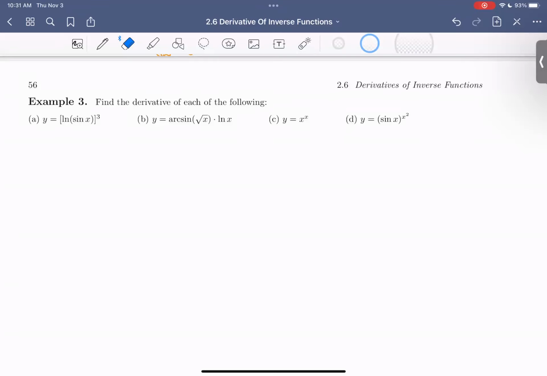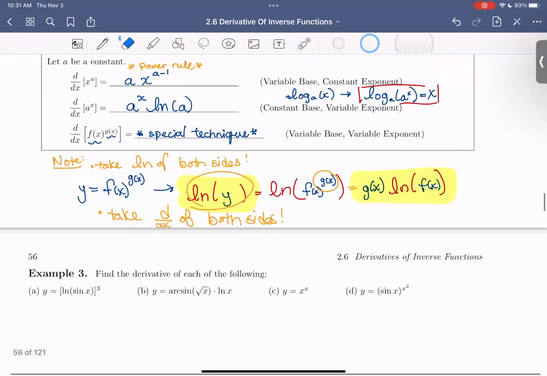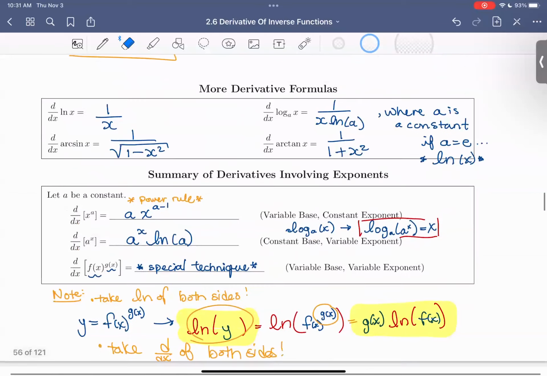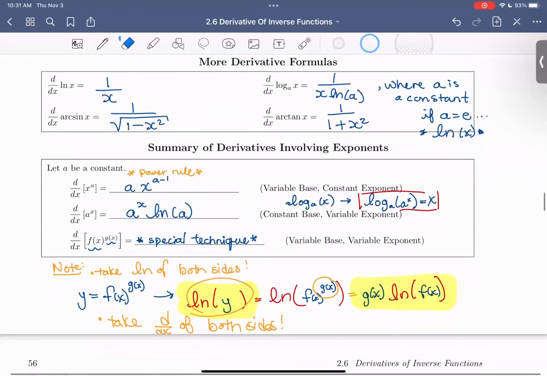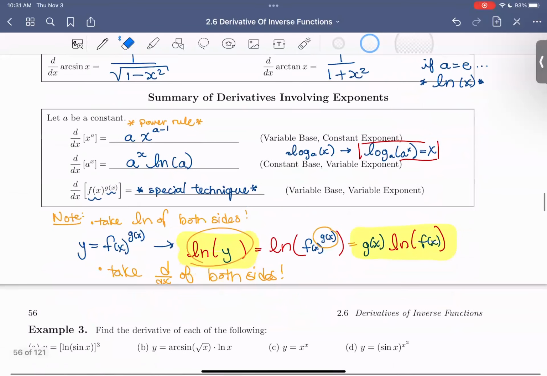Hello, everyone. In this video, we're going to look at example 3 from our notes on section 2.6, derivative of inverse functions. So in this example, we're going to be using these derivative formulas on the previous page, these nice boxes that we just filled out in the previous video. So let's take a look.